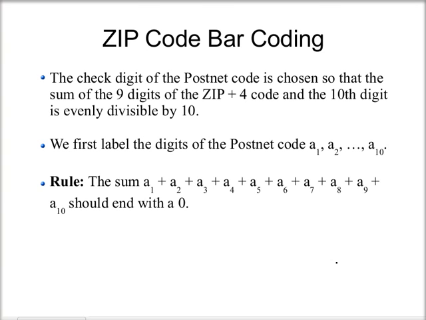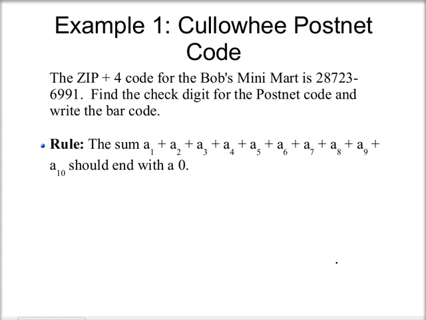Let's look at an example of this. The zip +4 code for Bob's Mini Mart is 28723-6991, and we want to find the check digit for the PostNet code and write the barcode for the PostNet code. So I've rewritten my rule here. I can fill in my numbers A1 through A9, and then I have to figure out what A10 is.